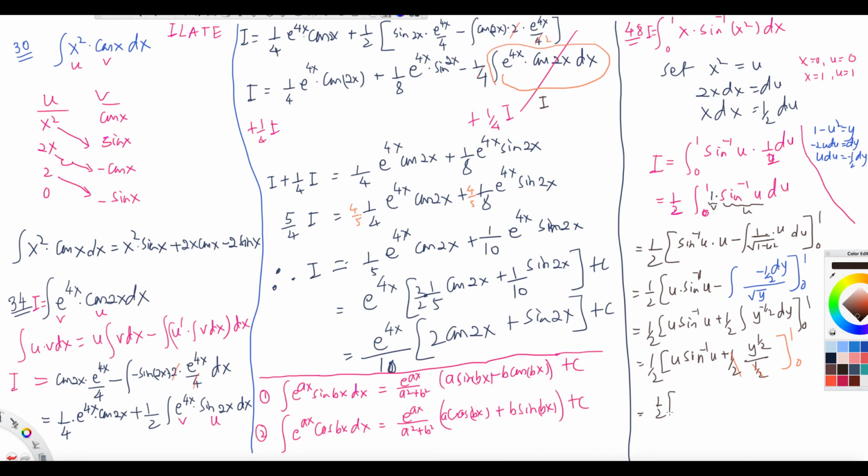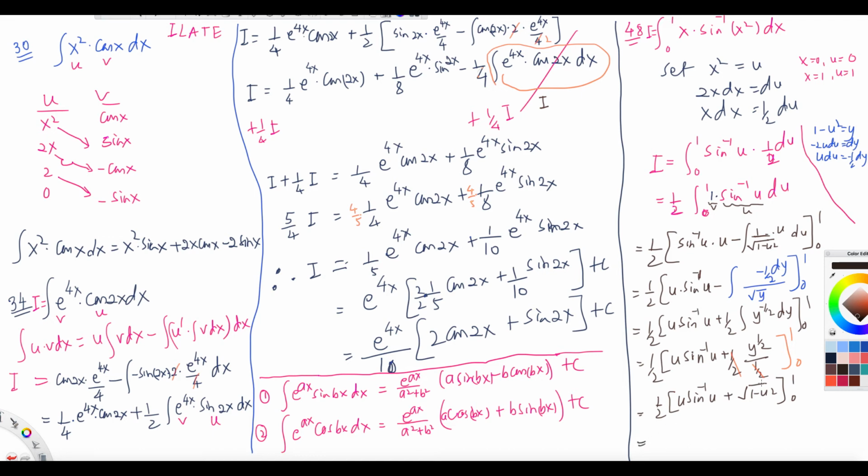That will be u sine inverse u plus, what is y? Y is 1 minus u square. So I will write root under 1 minus u square, 0 to 1. Because you see that y to the 1/2 is root y, root under 1 minus u square. Now plug in the limits.